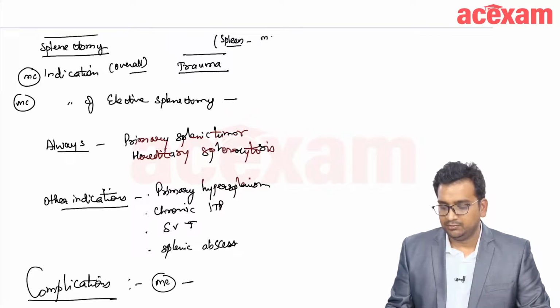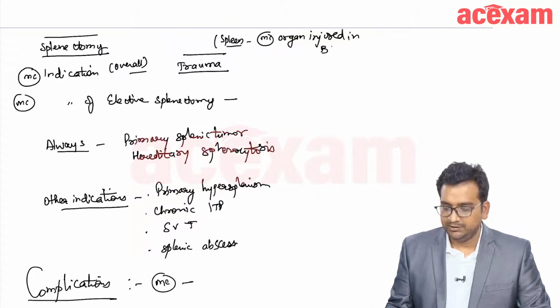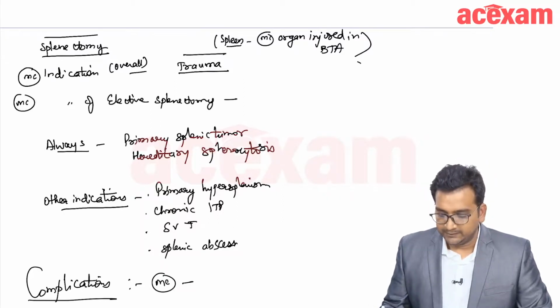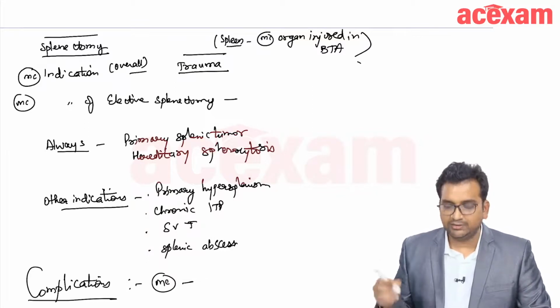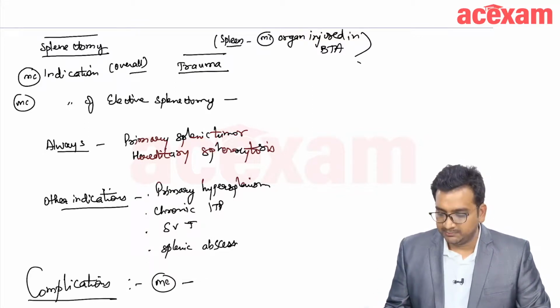Spleen is the most common organ injured in blunt trauma abdomen. So overall, splenectomy is done in trauma most commonly. And the most common indication of elective splenectomy is ITP.